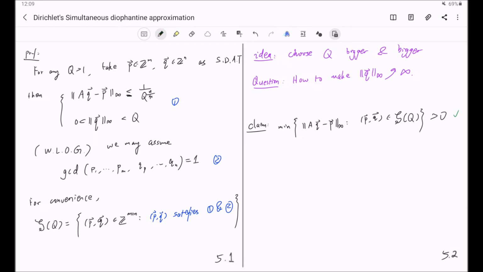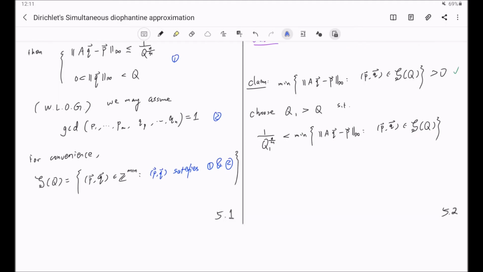Because this minimum is positive, what we can do is choose Q1 greater than Q such that 1 over Q1 raised to the power n over m is less than this minimum. And now we're going to replace this script S of Q by the script S of Q1. And we claim the following.